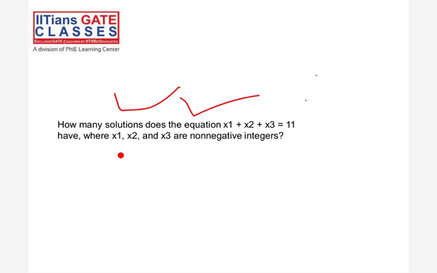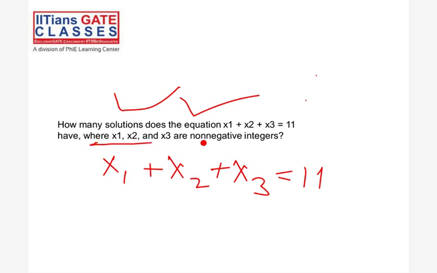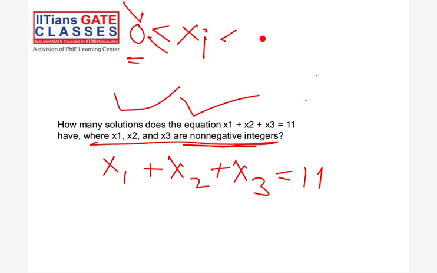So let's try to solve it. He's asking how many solutions this equation has. We have the equation x1 plus x2 plus x3 equal to 11, where each xi is a non-negative integer. What do we mean by non-negative integer? Each xi, x1 or x2 or x3, should be at least 0. It can be 0, for example, if this becomes 0 and this becomes 0, then this will become 11, right?